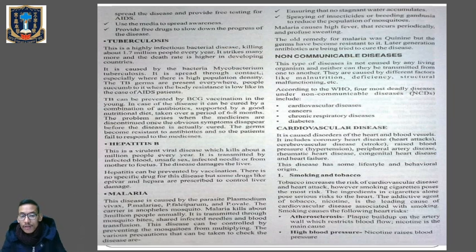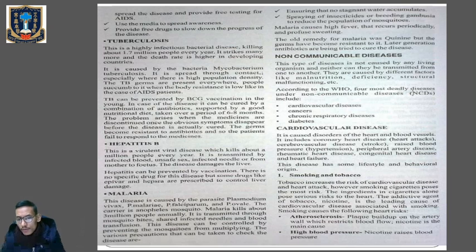These are disorders of the heart and the blood vessels, which include coronary artery disease, heart attack, cerebrovascular disease, stroke, raised blood pressure, hypertension, peripheral artery disease, rheumatic heart disease, congenital heart disease, and heart failure. So these are different types of cardiovascular disease. Now, how does an individual suffer from this type of disease? First is smoking and tobacco.